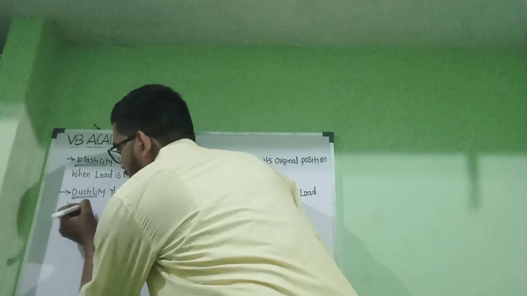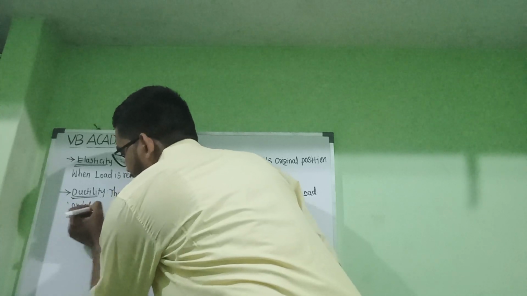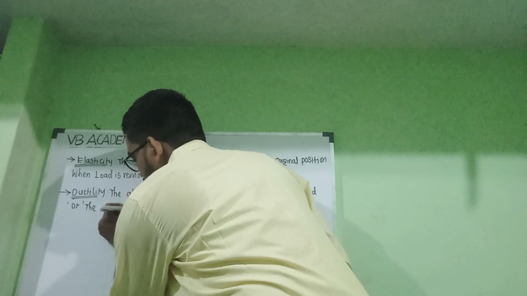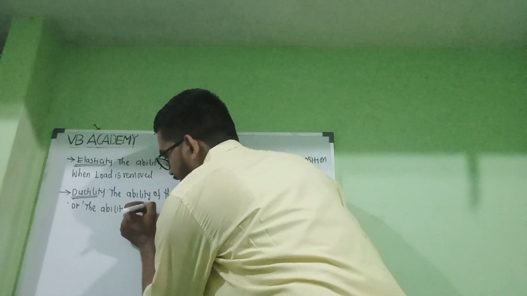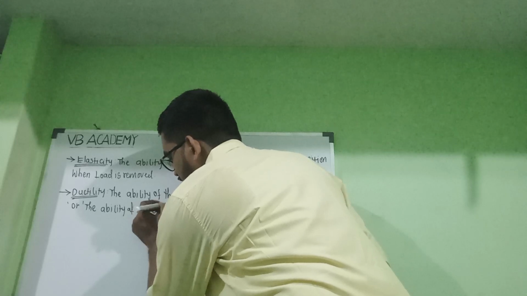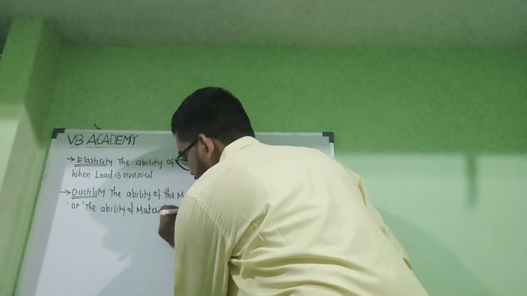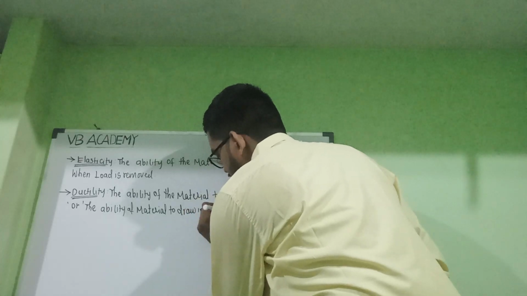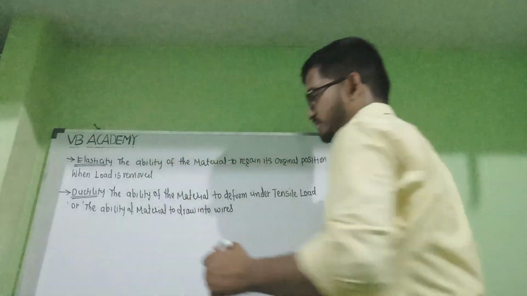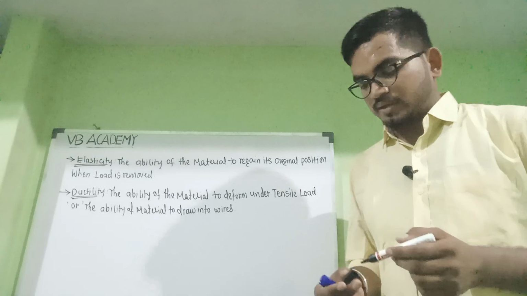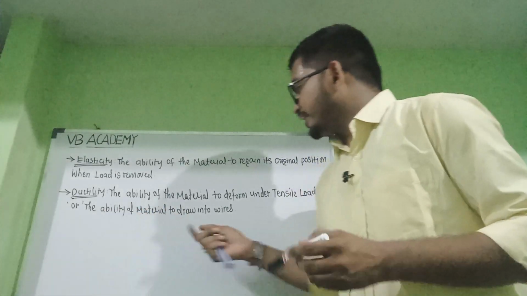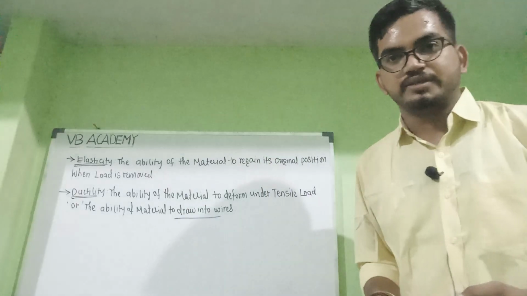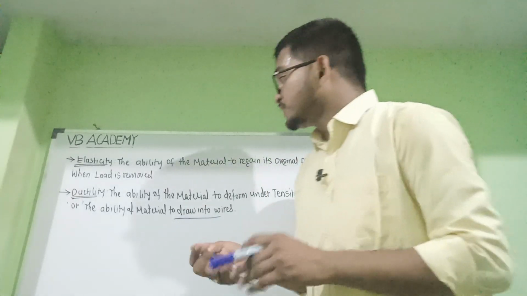Or the ability of the material to draw into wires. Nana, it is the ability of the material to what? It is the ability of the material to draw into wires. To draw into wires means what here, Nana? You can check.